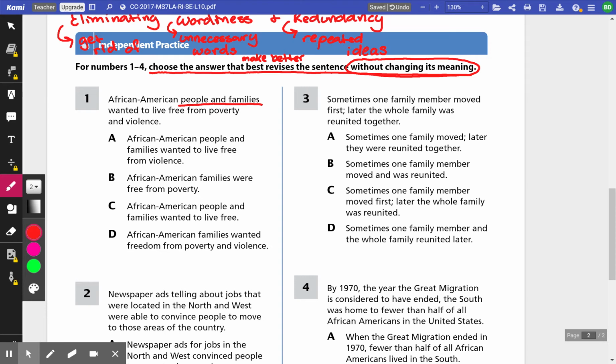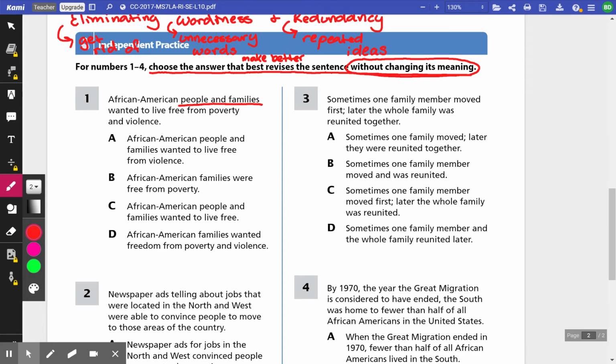And I also see down below it's talking about poverty and violence. Well, poverty and violence are two totally different things, right? So I probably don't need to combine those. I probably need to keep those separate. I'm going to keep that in mind when I'm looking at my answer choices because I don't want to change the meaning of this sentence. I just want to take out what's unnecessary or what's redundant.